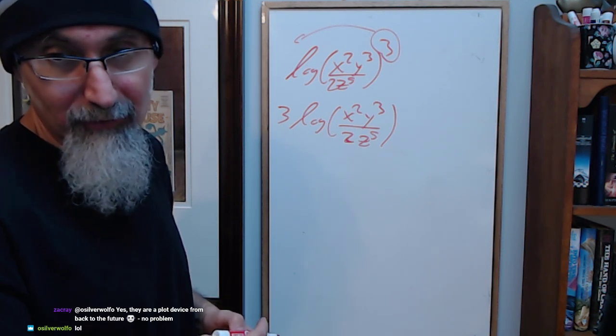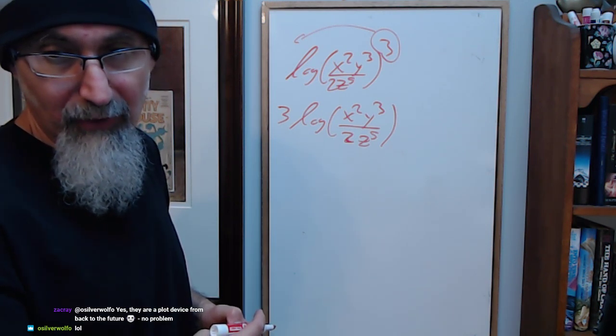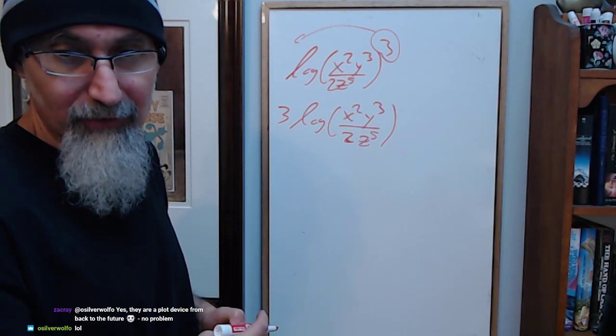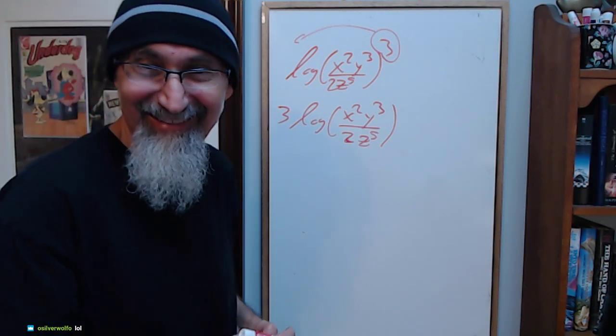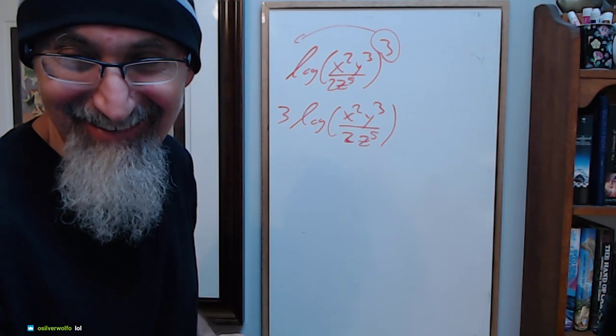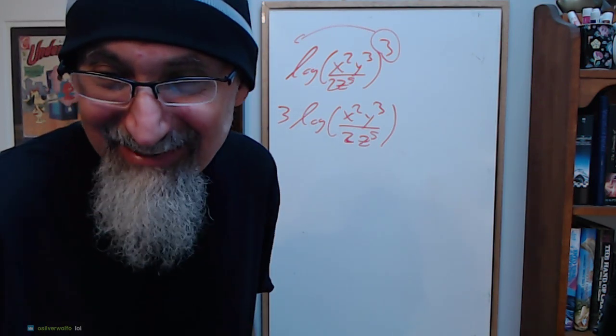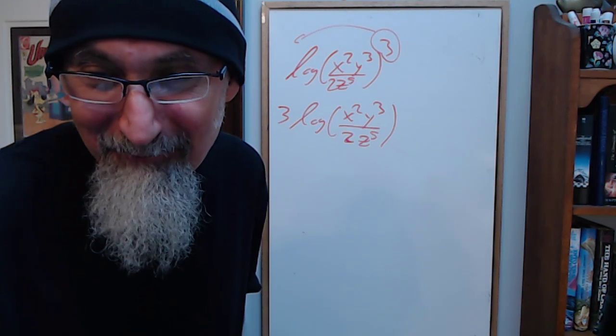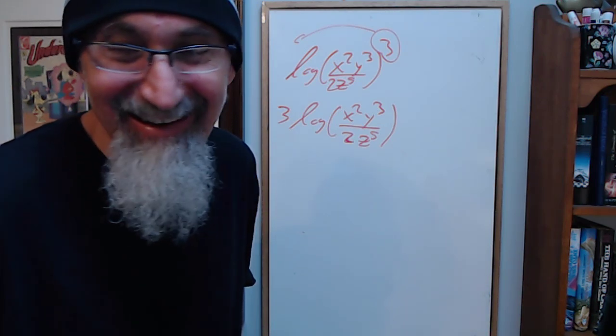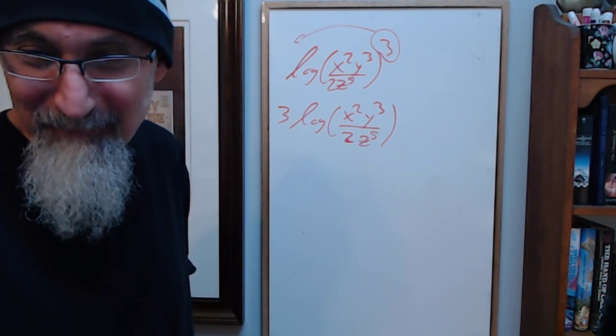Geometry formula. I don't know. Yes, there are a plot device from Back to the Future. Is that what they are? So take a look. Oh, that's what it is. Flux capacitors. Can you please explain flux? This is a Back to the Future thing. I think so anyway. Someone brought it up.